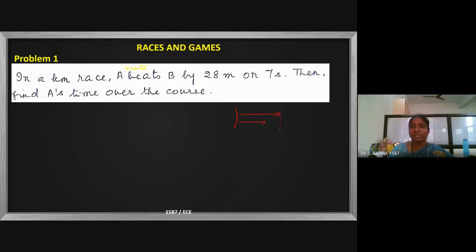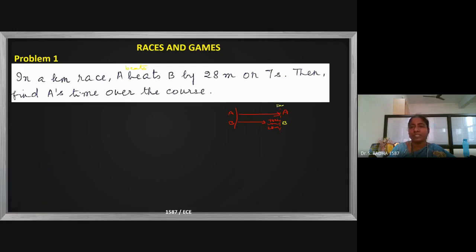This is our destination. A reached the destination, and he has reached 28 meters ahead, or 7 seconds ahead, with respect to B. Okay, both are running in the race.